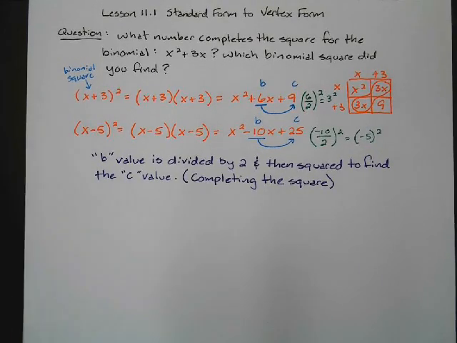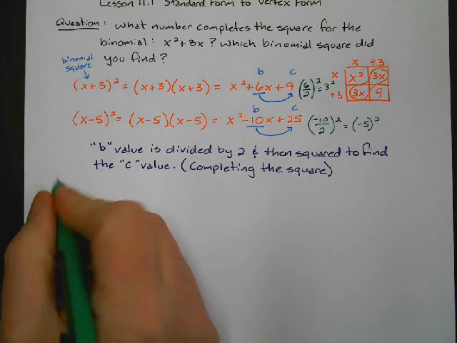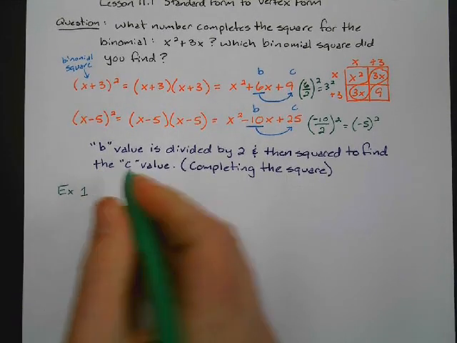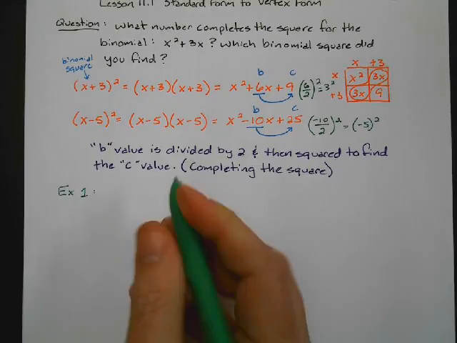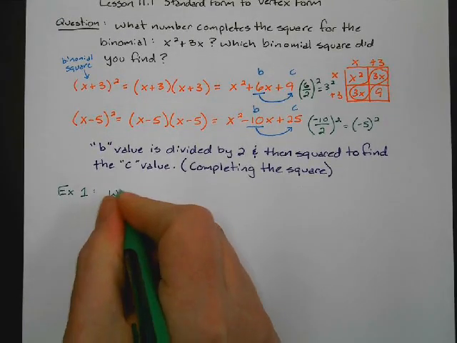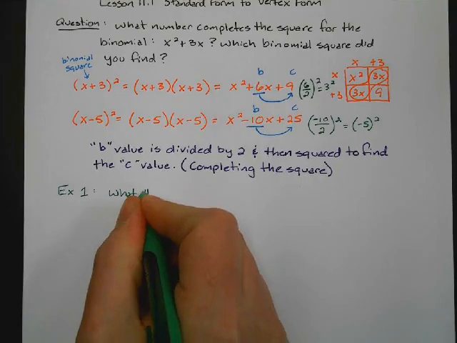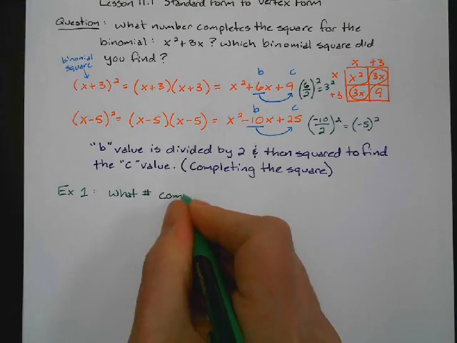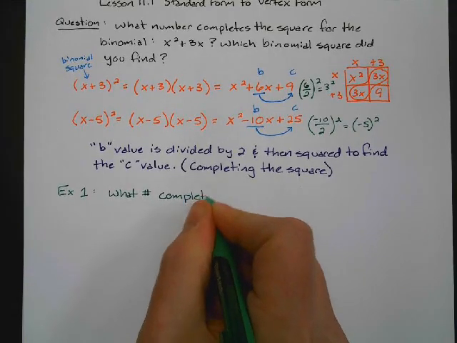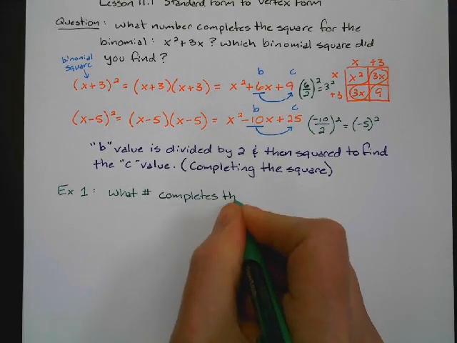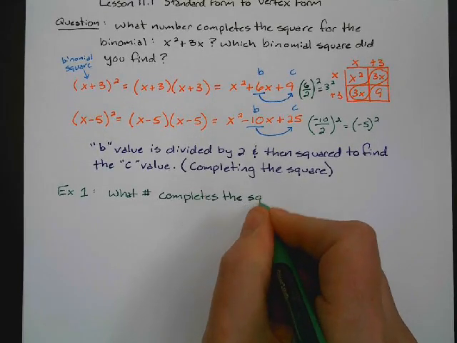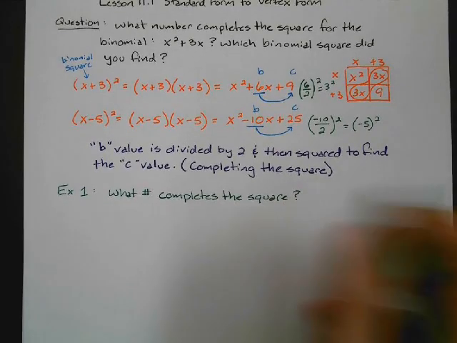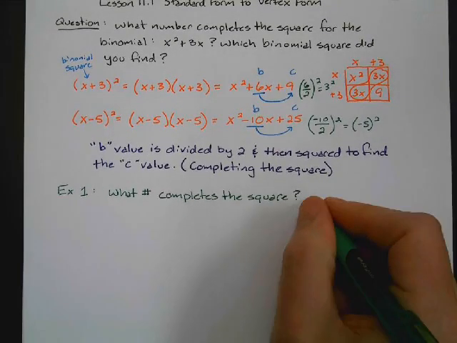All right, so here we go. Example number 1. We're asking what number completes the square and what binomial square did you find?